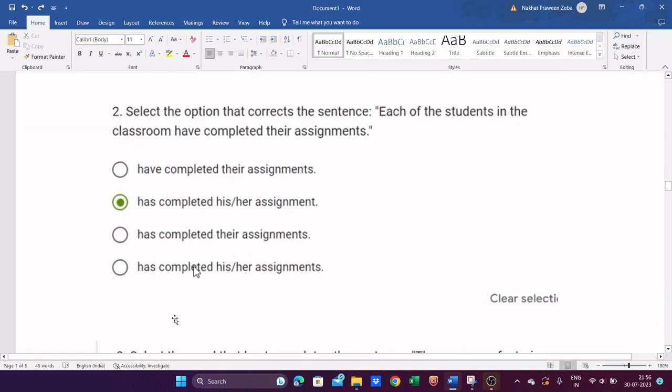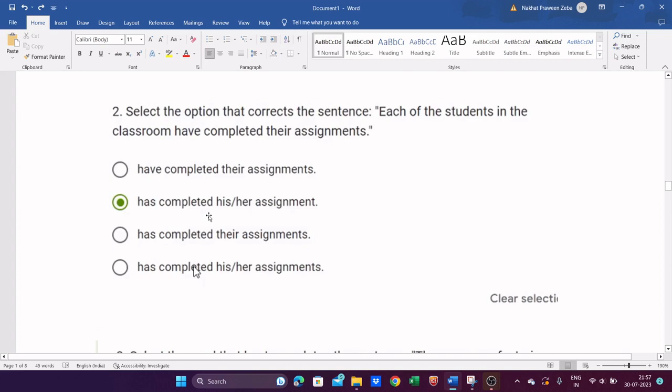Next is question number 2. Select the option that corrects the sentence. Each of the students in the classroom have completed their assignments. Okay. See, each of the students in the classroom have completed their assignments is given there. So each is considered as singular. Okay, so here the singular verb will be used, but here it is used have, so it is incorrect. So we need to select the correct one. So see in the options, have will be eliminated. Wherever have is there, that will be eliminated. Okay, so now we have to select among these three.